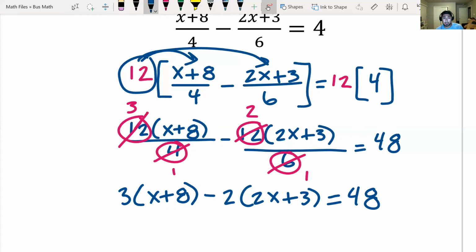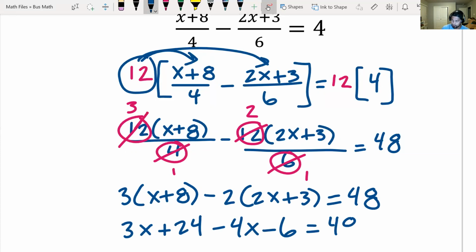Now it doesn't look as bad. We have no more fractions, which means let's go ahead and solve for x. Let's distribute the 3, and let's distribute the negative 2. So 3x plus 24 minus 4x minus 6 equal to 48.